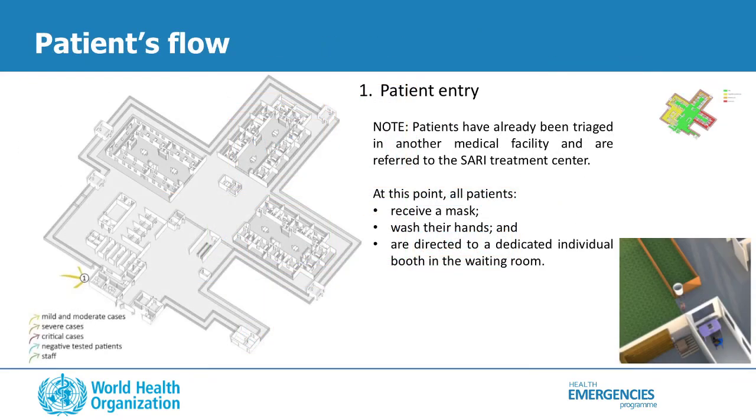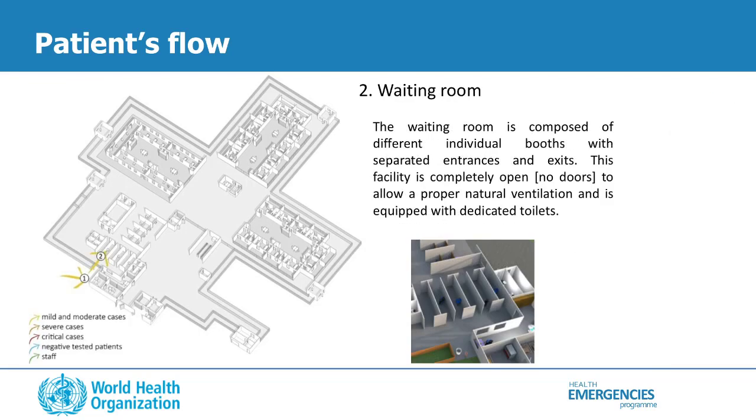Now let's see the patient flow. First, the patient entry. At this point, all patients should receive a mask, wash their hands, and be directed to a dedicated individual booth in the waiting room. Second, the waiting room. A waiting room has several individual booths with separate entrances and exits. There are no doors fitted, which allows good natural ventilation. The waiting room has dedicated toilets.